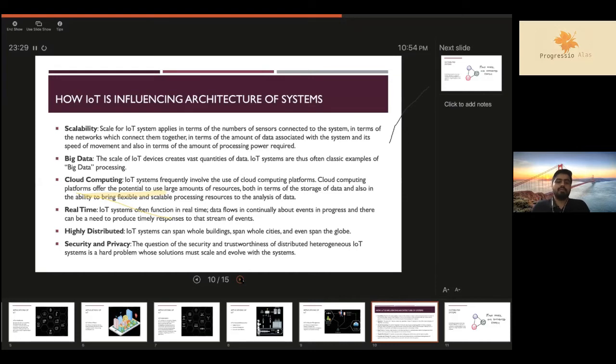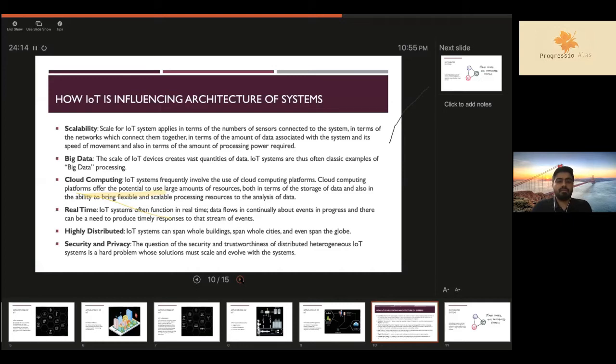Now cloud computing is another important area where IoT is influencing a lot. IoT systems frequently involve the use of cloud computing platforms, because cloud computing platforms offer the potential to use a large amount of resources, storage, data, and processing power that you can leverage whenever you require it. So it is like a solution in itself. So IoT is really influencing cloud computing and cloud architecture.